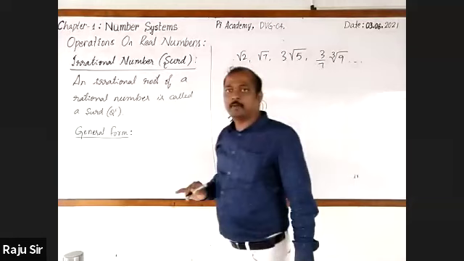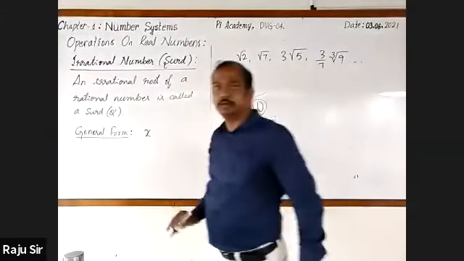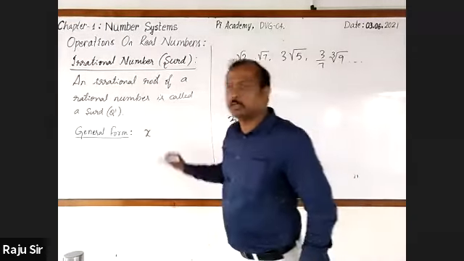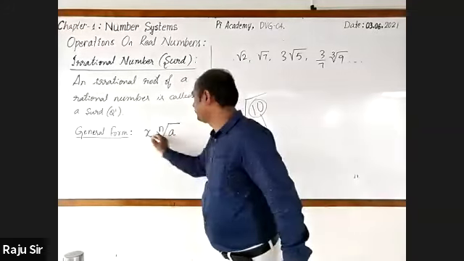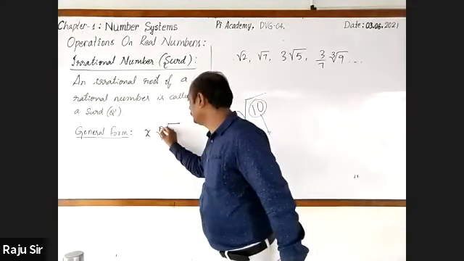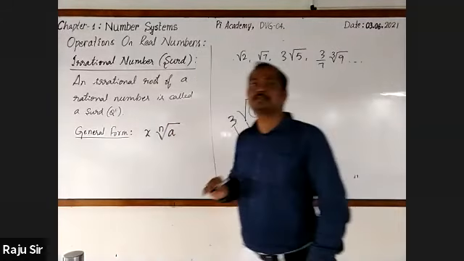Now the general form can be written like this. It is x into nth root of a. x into nth root of a. This is the general form. Please do remember.